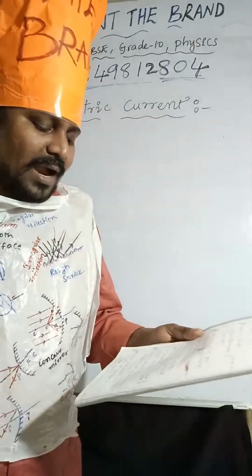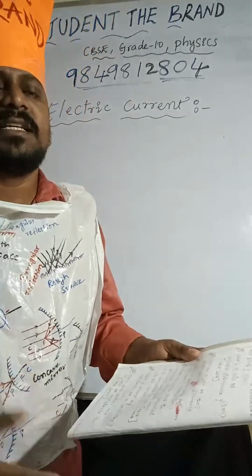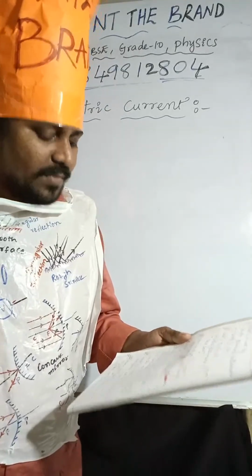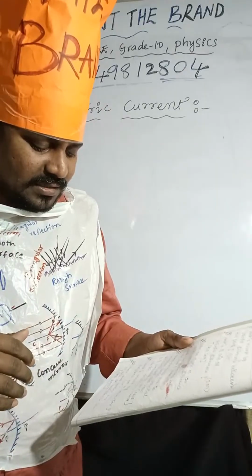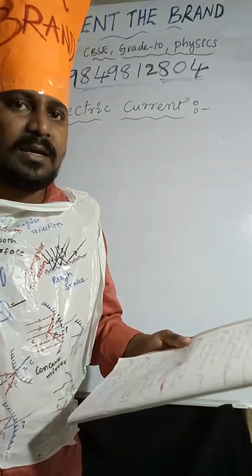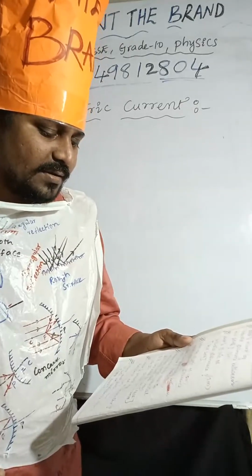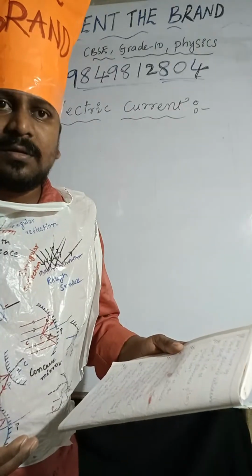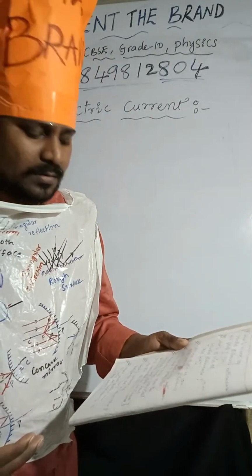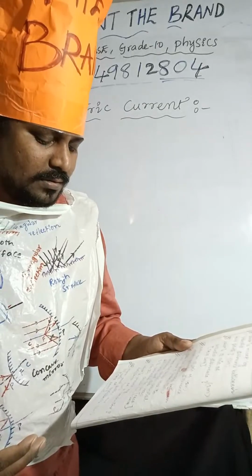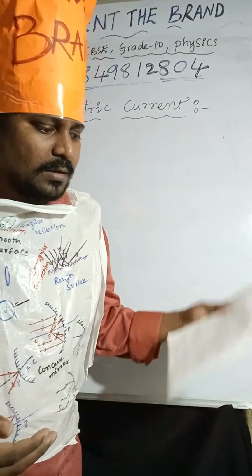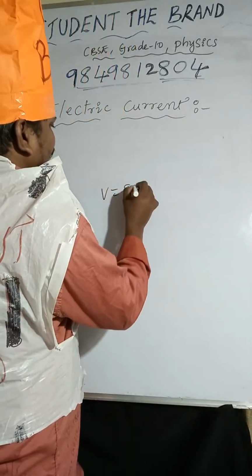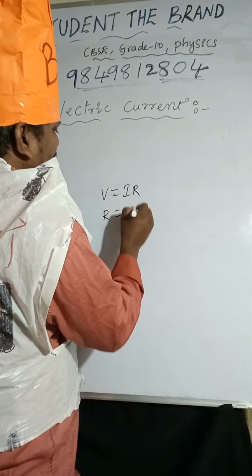Name and define SI unit of resistance. So V equal to IR, yes or no? V equal to IR we can take, or I equal to Q by T. So we can take like this, V equal to IR, R equal to V by I.